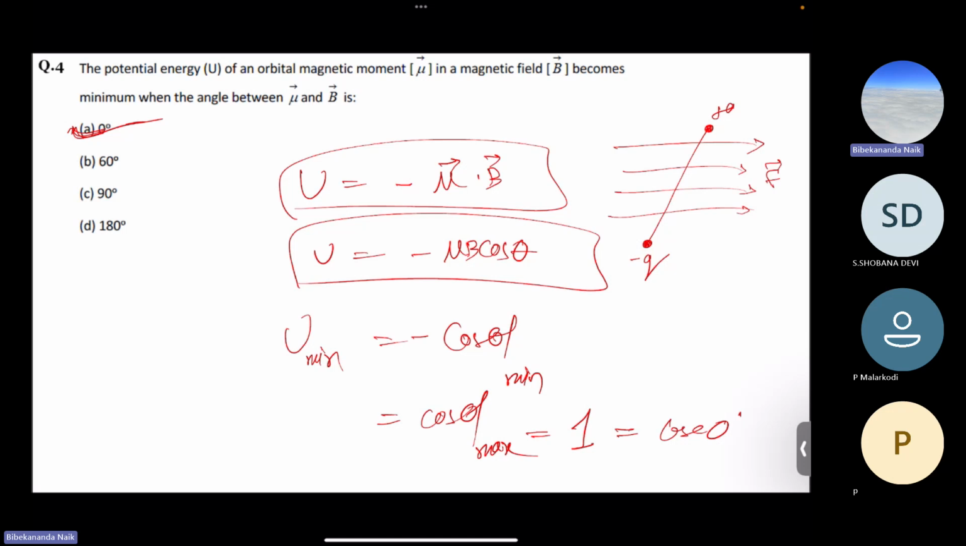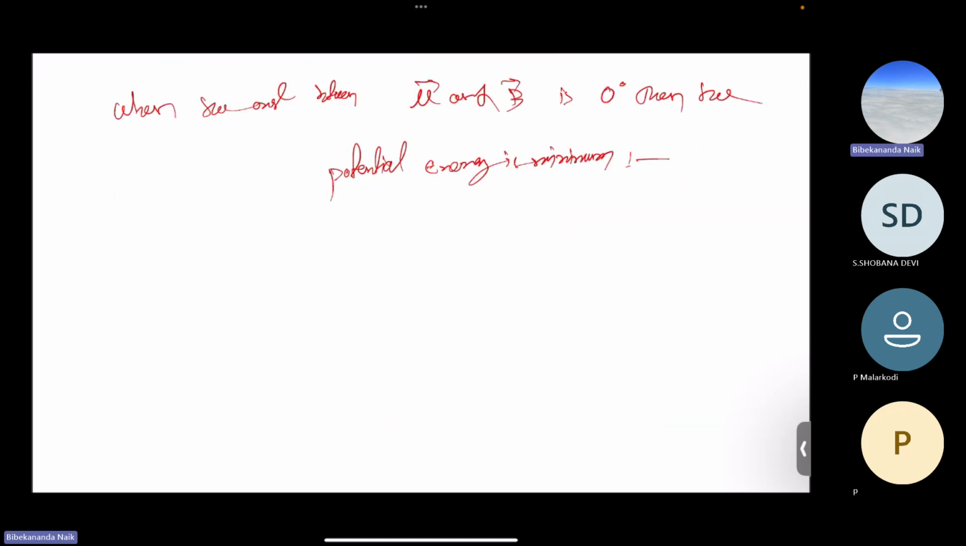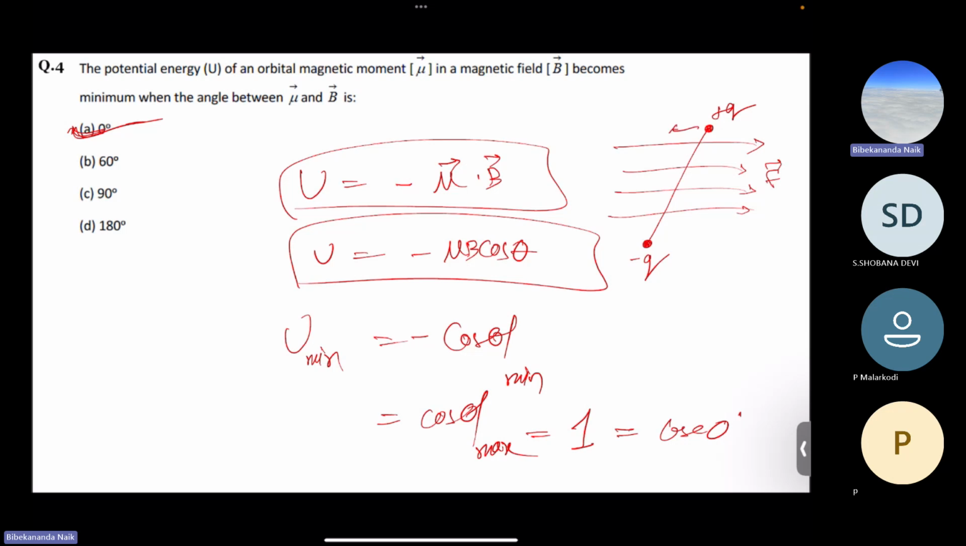So what will happen here? Since the electric field is along this direction, the plus q charge will get repelled and the minus q charge will get attracted. Since they have a common line of action, they will rotate. It will move in this direction and it will move in this direction. That rotation is due to torque. When a force is applied, force into perpendicular distance gives torque, and due to that torque it moves.